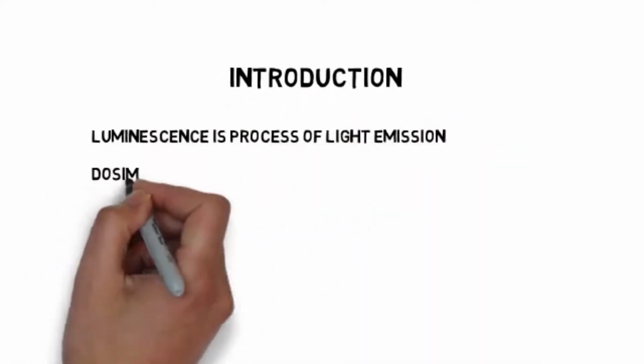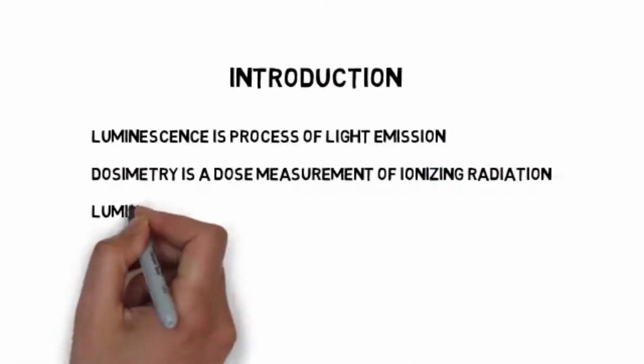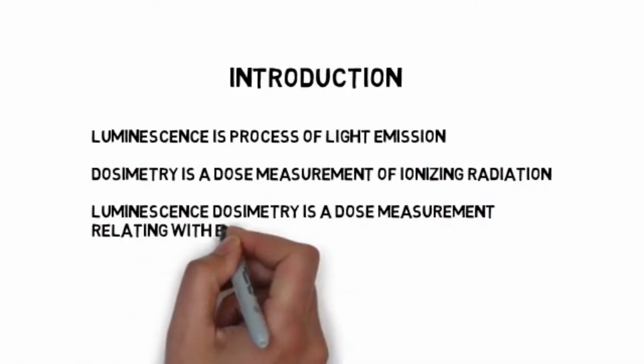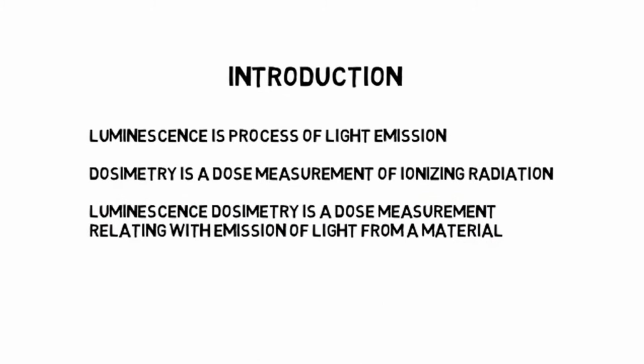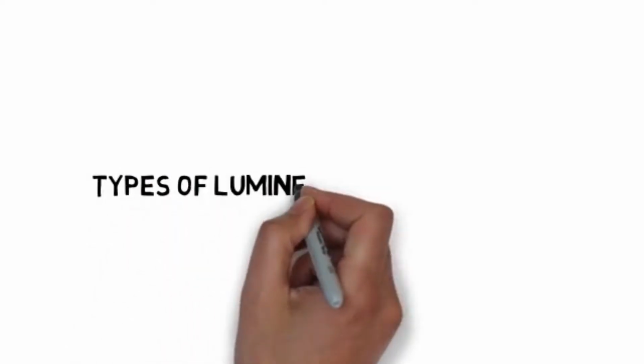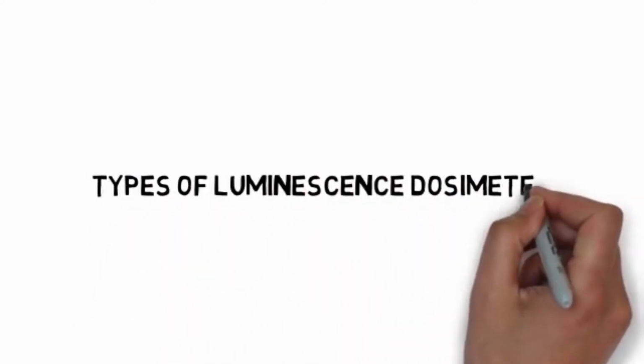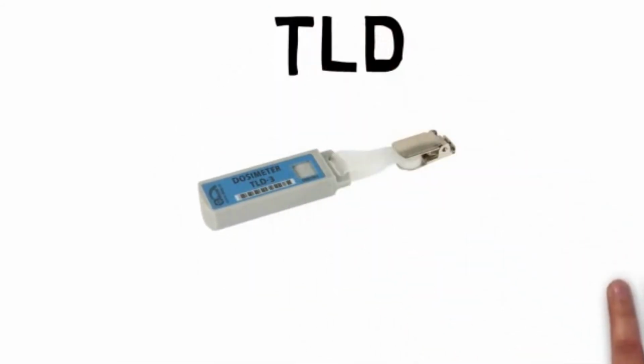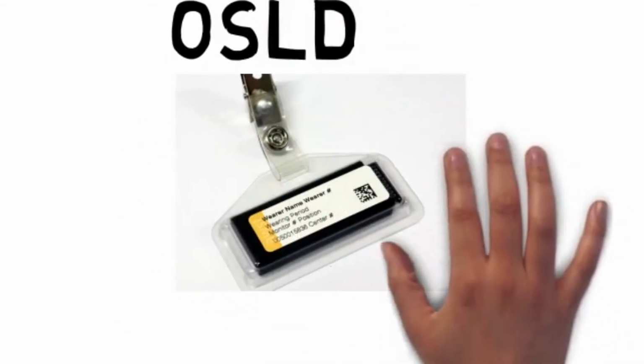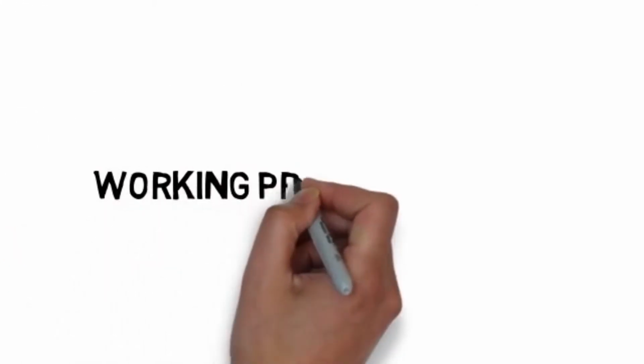Luminescence is the process of light emission, and dosimetry is a dose measurement of ionizing radiation. Luminescent dosimetry is then a dose measurement relating to emission of light from a material. There are two types of luminescent dosimeter, which are the thermoluminescence dosimeter (TLD) and the optically stimulated luminescence dosimeter (OSLD). There are 5 steps of how the TLD works.